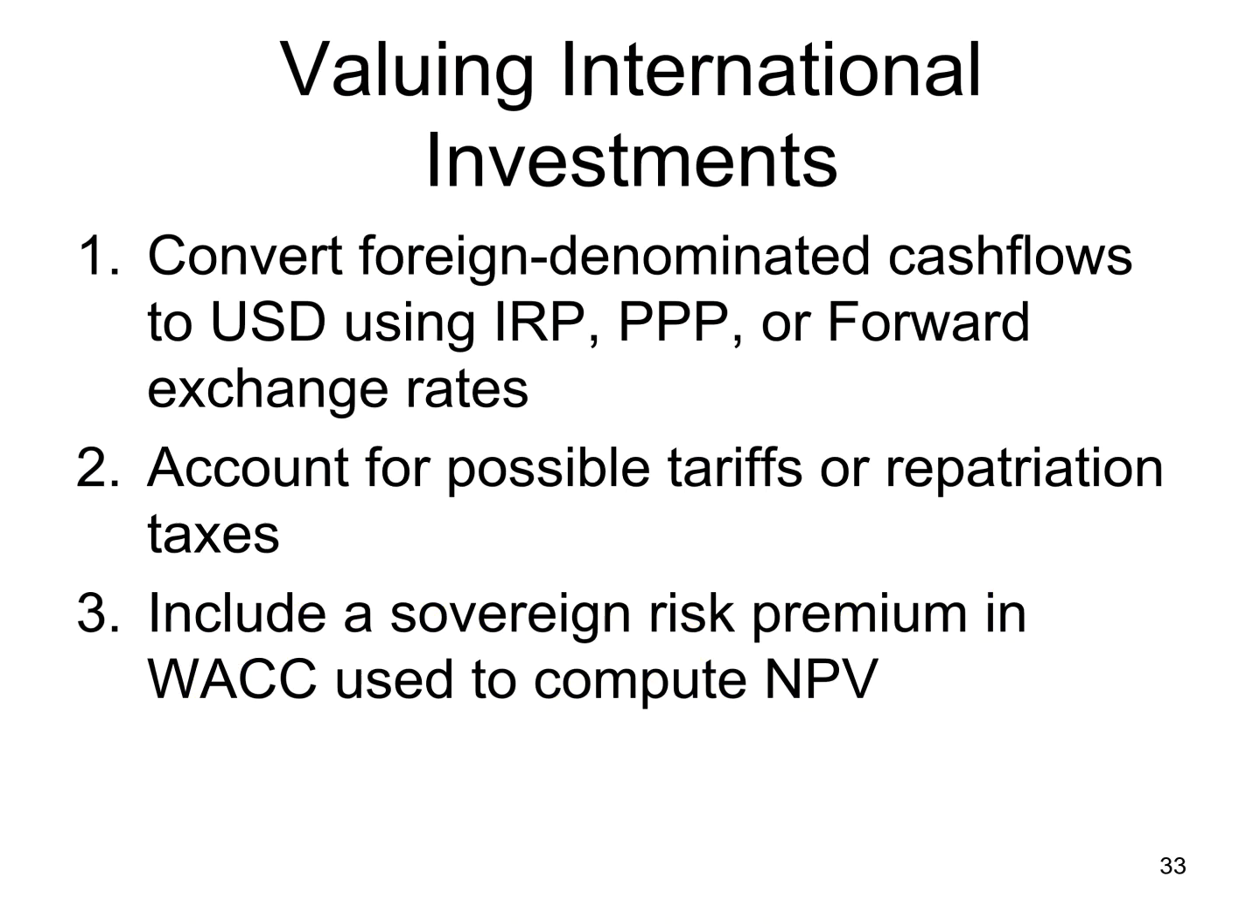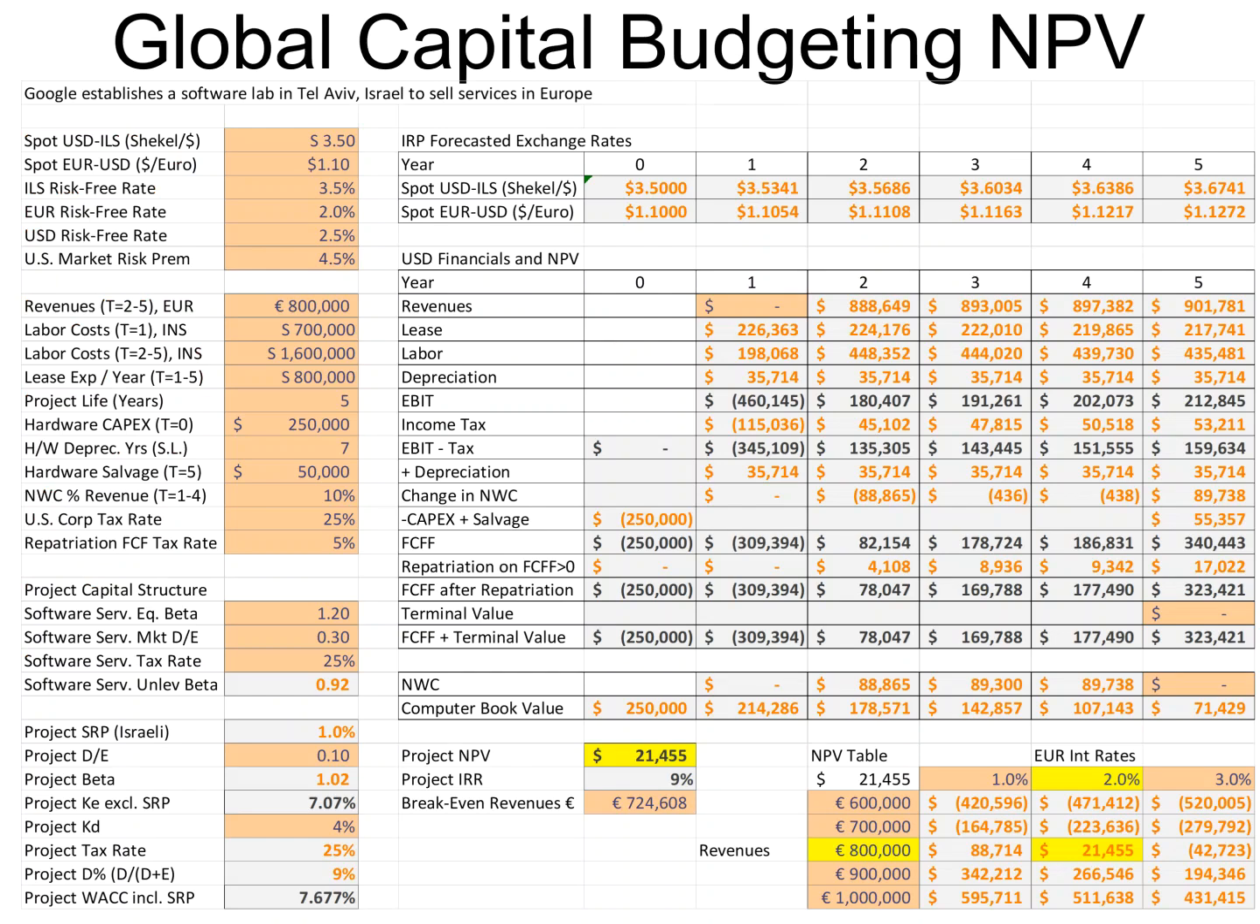There are going to be 3 things we're going to focus on in this topic. When you have international projects, number 1, convert all foreign denominated cash flows into US dollars using a forecast of exchange rates, either using IRP, or interest rate parity, PPP, or forward exchange rates, the unbiased forward rate. Number 2, account for any possible additional taxes or tariffs or anything else related to international flows of money. And 3, make sure we include a sovereign risk premium in the weighted average cost of capital to calculate the NPV.